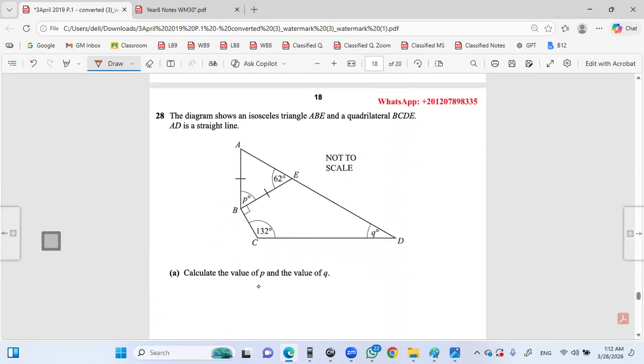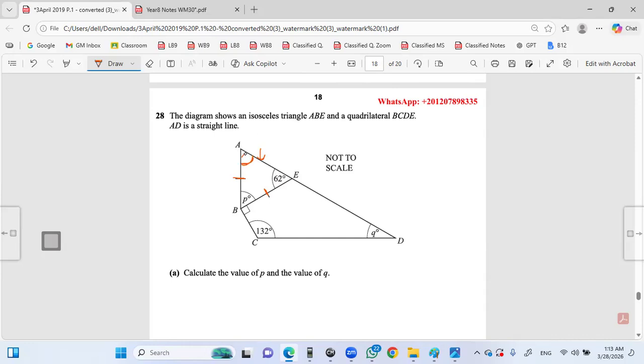They want you to calculate the value of P and the value of Q. Well, these two sides here are equal in this triangle. It's an isosceles triangle. And the only different side, which is AE, has the two equal angles. Again, so where's the different side? The side that is not equal is this one. So the side that is not equal has the equal angles.